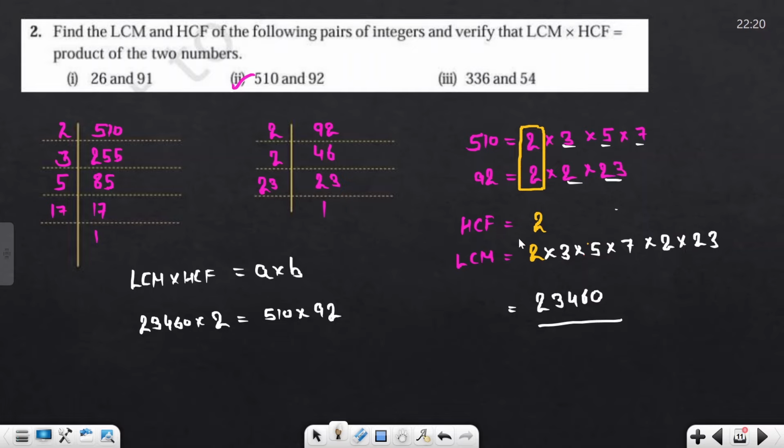Observe from here. 2 multiplied with 0, what do we get? 0. 6 times 2 is 12, 1 carry, 4 times 2 is 8 and 1 is 9, 3 times 2 is 6, 2 times 2 is 4. It is equal to again 46920.